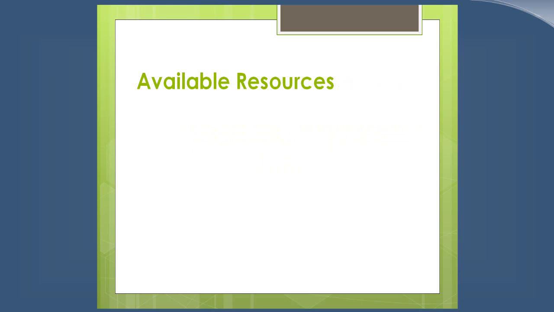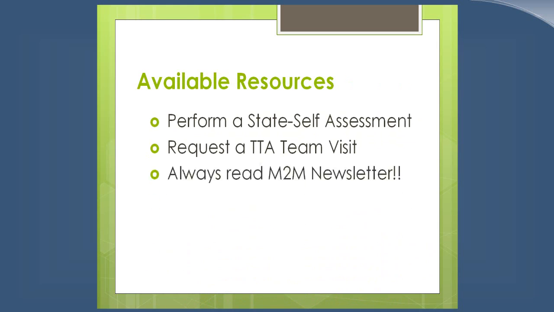And the last thing is available resources. You can always perform a state self-assessment that's available on the partner web. If you've done a CIP, that's the tool that's included with the CIP. It'll run you through your system to identify deficiencies.